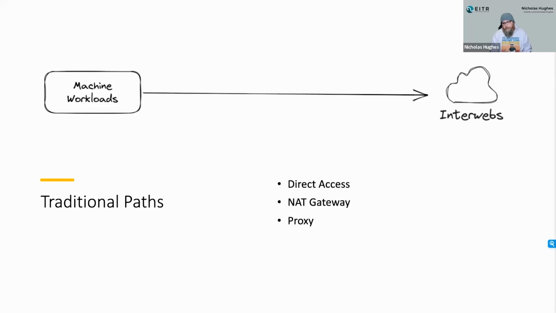And then another possibility might be running through a proxy. You generally see that with web traffic. So maybe your systems that need to go out to hit an API or pull down web content of some type, they would go through an HTTP proxy and pull that information back through that.